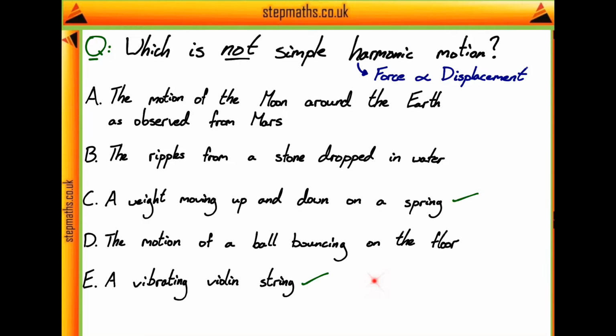Next, let's try and consider one of the other options, and let's look at B. This is the ripples from a stone dropped in water. These ripples are basically just waves in the water, and we've already spoken about waves a bit in the vibrating violin string. An example of waves is actually going to be another example of simple harmonic motion, since the waves move with simple harmonic motion. So once again, this case B here is going to be simple harmonic motion.